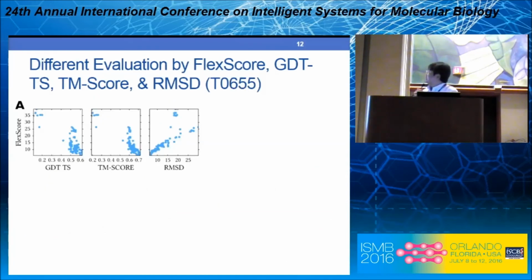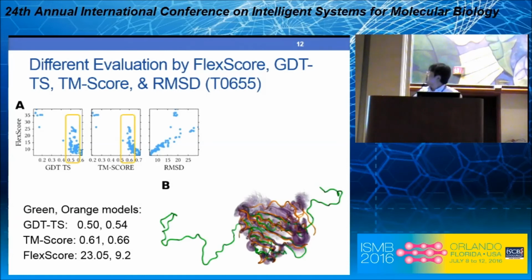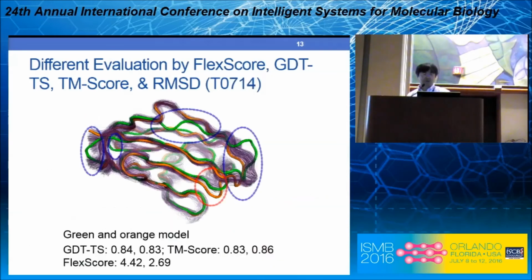A similar story here, another target. You see some deviation. GDTS score is similar, but FlexScore does not like one of them. This is an example. Orange and green have similar GDTS because the core regions are modeled well, but FlexScore does not like this green tail because it's too far away from the ensemble.